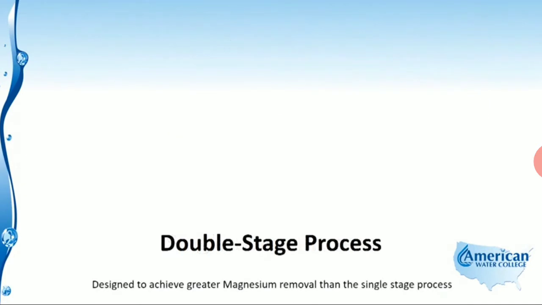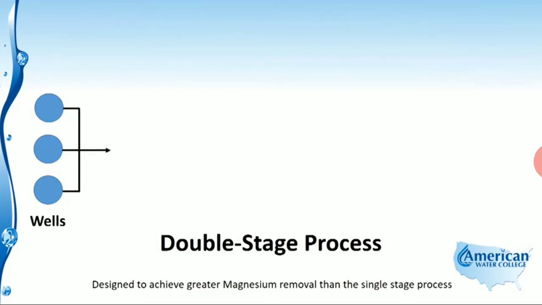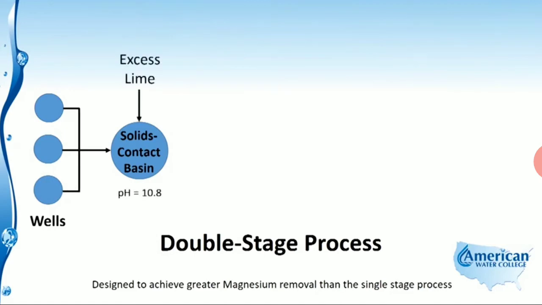And for our example here, we're going to take some groundwater from multiple wells and send them to the treatment plant. Because this groundwater is too hard, we're going to send it through a double-stage process. So the first part of the process is we send it to a solids contact basin where we add excess lime. Again, because we're trying to remove magnesium, we're going to add extra lime to get the pH up to 10.8 or thereabouts, anywhere over 10.6 to get the magnesium to precipitate out.